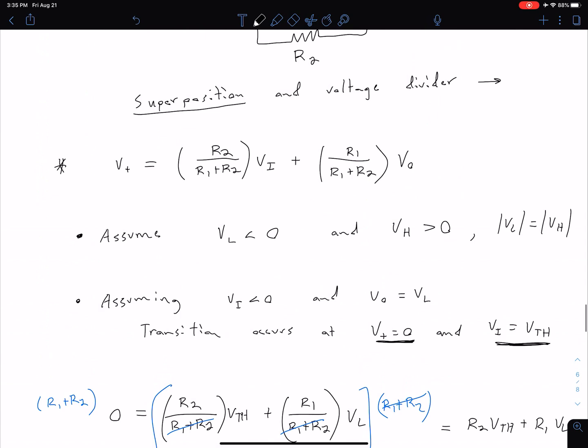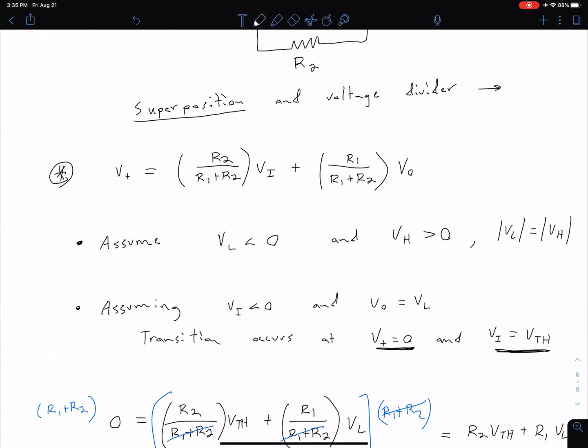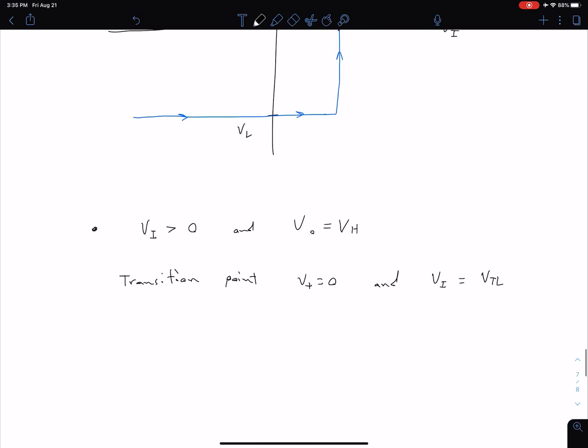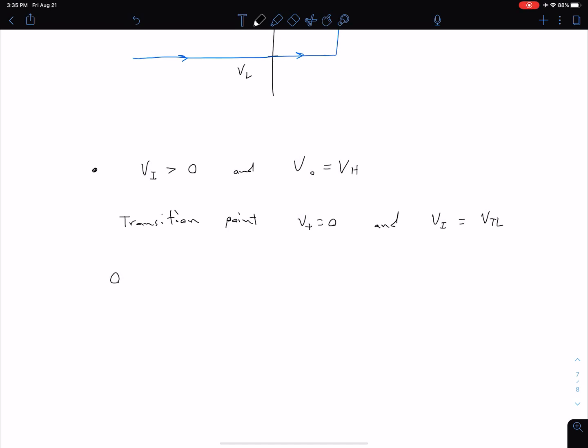So again, we're going to come back to this equation here, and we're going to plug in what we know in terms of our V plus, our input, and our output. And so just like with last time, we can get rid of that R1 plus R2 in the denominator, so I'm not going to bother writing it this time. But we know our transition point V plus is 0. That's equal to R2 times VTL, this is our V transition low, plus R1 times our output, which is equal to V high. So we can rearrange this to solve for our V transition low. We get that that's negative R1 divided by R2 times V high.